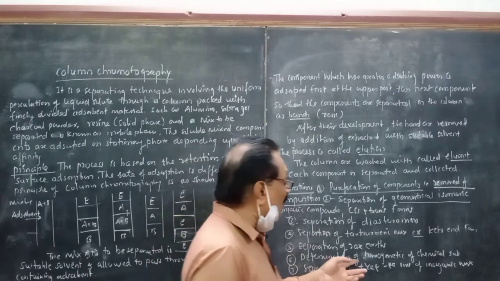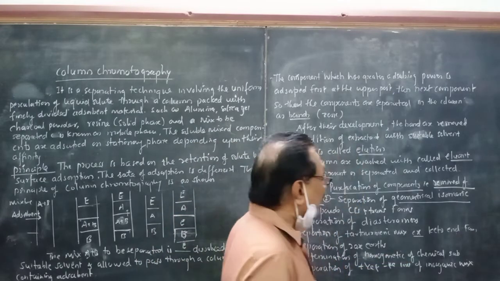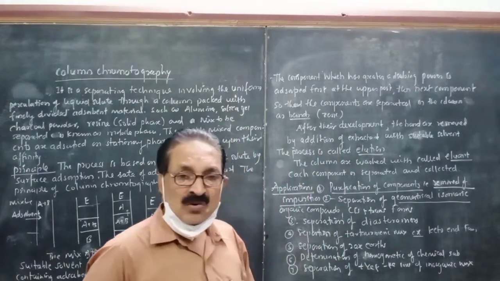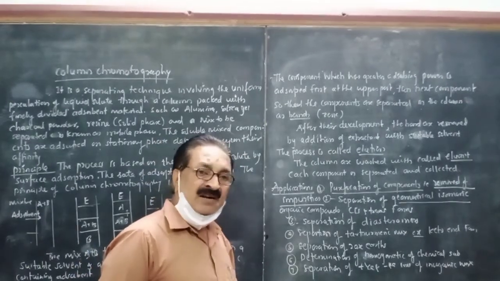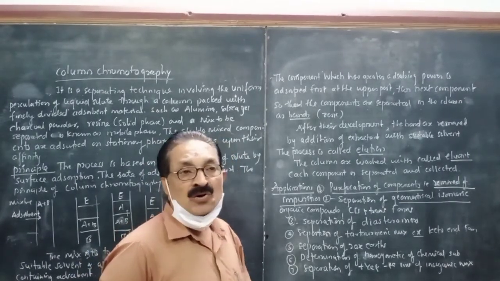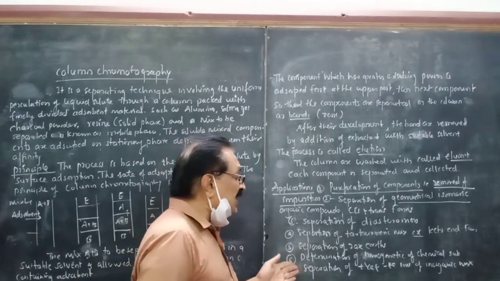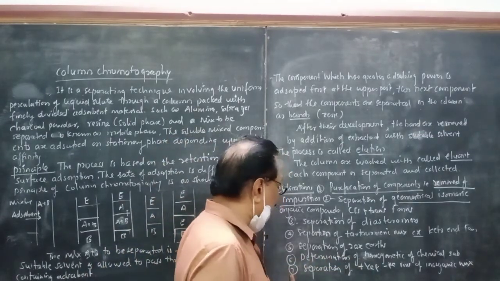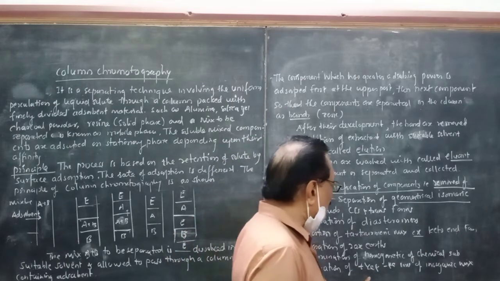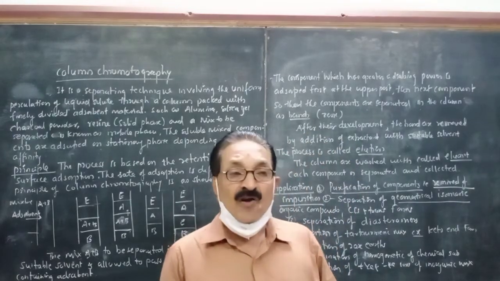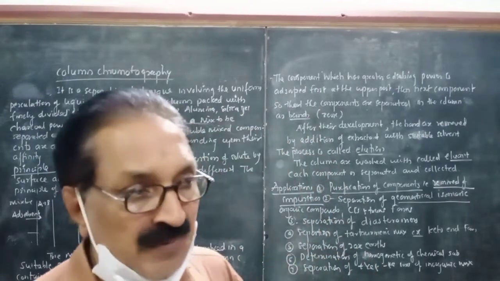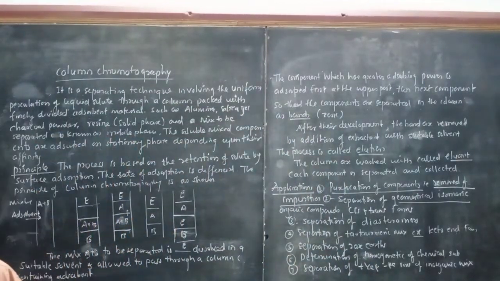Next, determination of homogeneity of chemical substances. Homogeneity means they are different substances, but they have similar properties, and such components are separated from one another. And the last one is the separation of cations and anions from mixed components. The mixture containing the cations and anions, and these components are separated from one another. This is one of the techniques called column chromatographic technique.